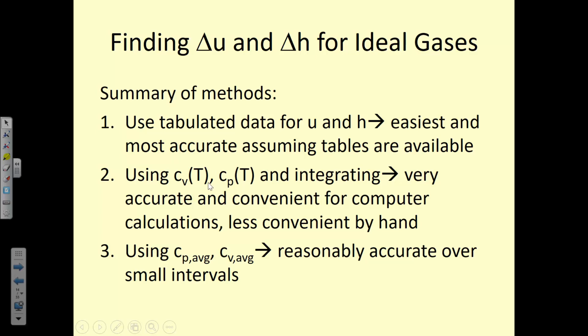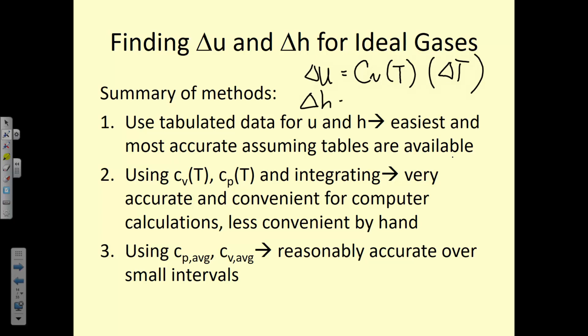One of the alternate ways is to use the functional relationship of the specific heats. So C sub V as a function of temperature, or C sub P as a function of temperature. Delta U is equal to C sub V as a function of temperature multiplied by a change in temperature. And delta H is equal to C sub P as a function of temperature multiplied by, again, a change in temperature.